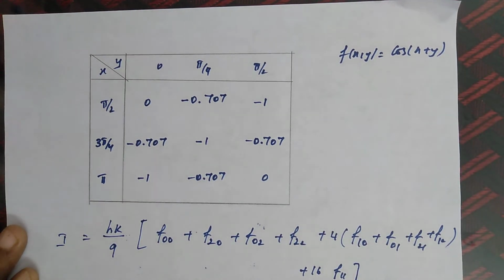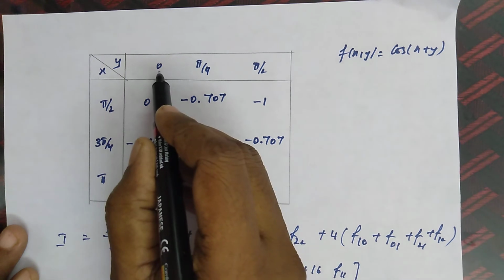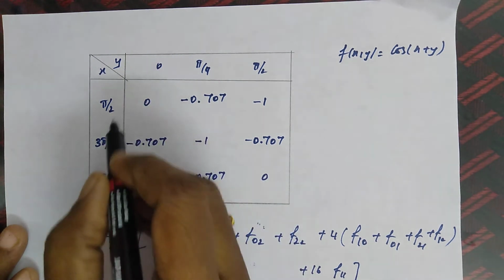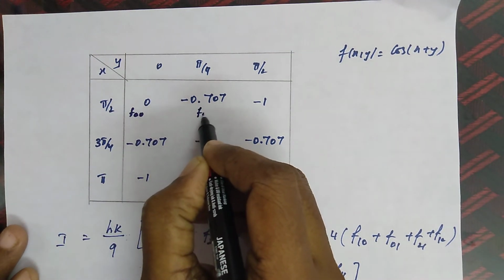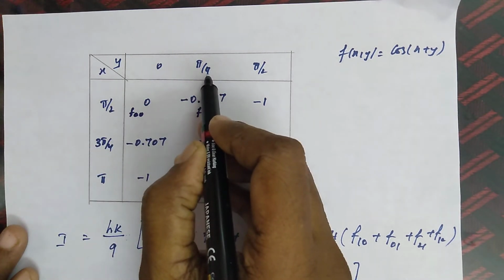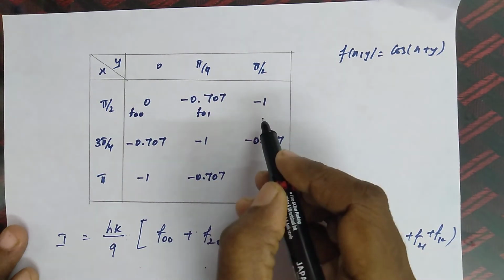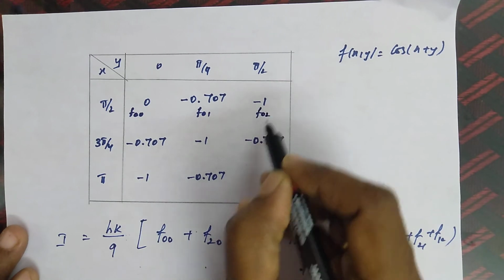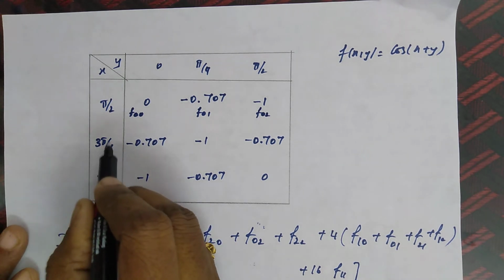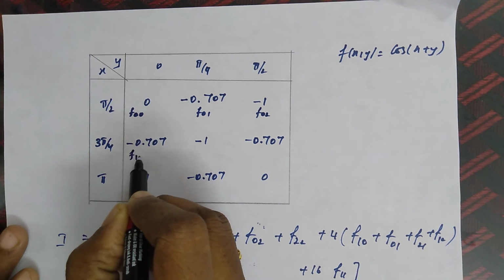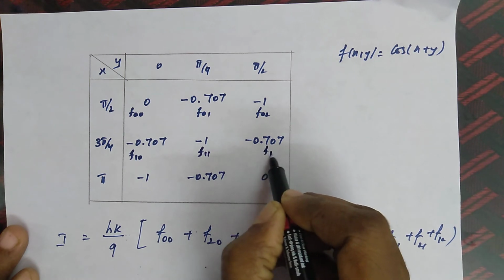How to fill the values in the formula? Look at this, f of xy, that is cos of x plus y. So this is our x0 and this is our y0, isn't it? So if you want, we can mention like this. This is our f00, okay, and this is our f01, because x value is 0, this is our y value, that is x0 and this is y1, and this is x0 and y2. So this is nothing but what? f02. Okay. Likewise this value is nothing but x1 and y0. So this is nothing but f10 and this is nothing but f11, okay, and this is nothing but f12.